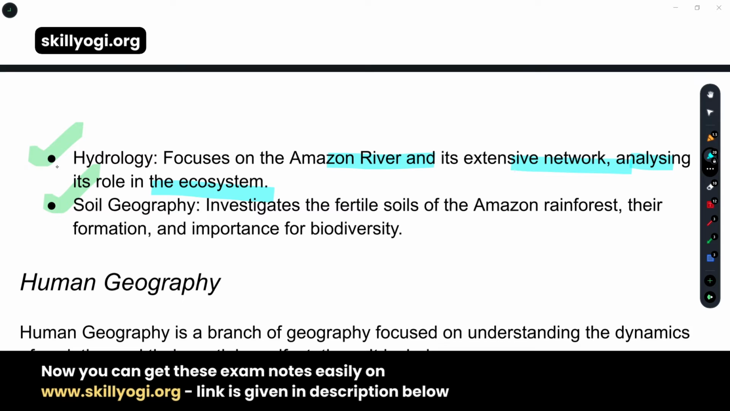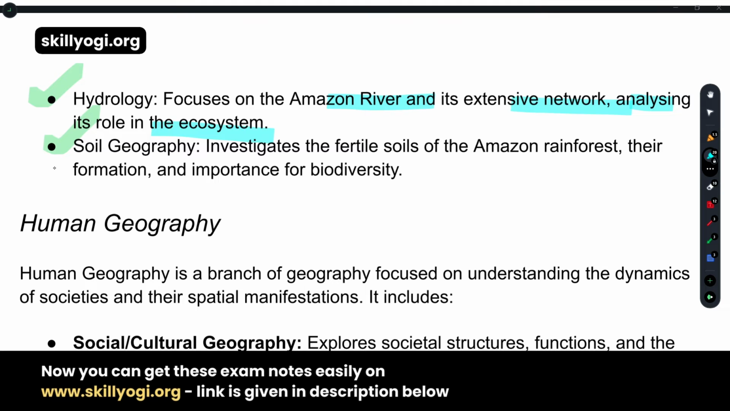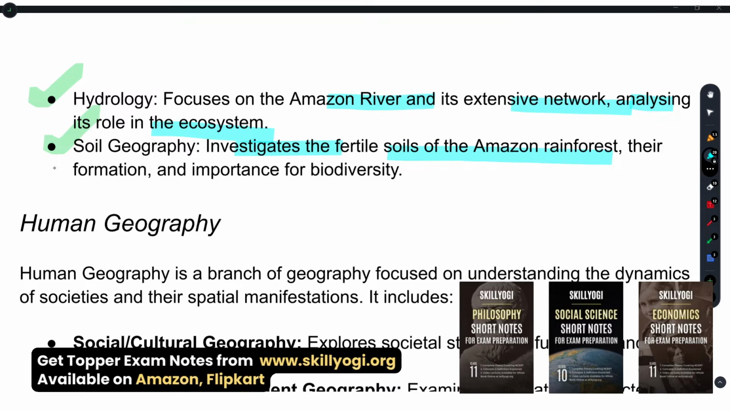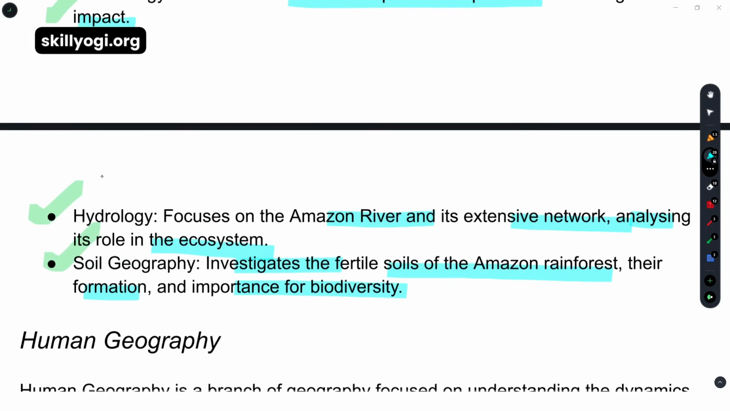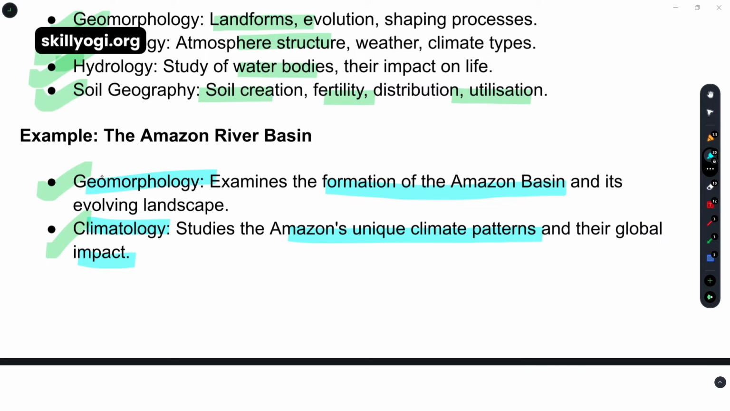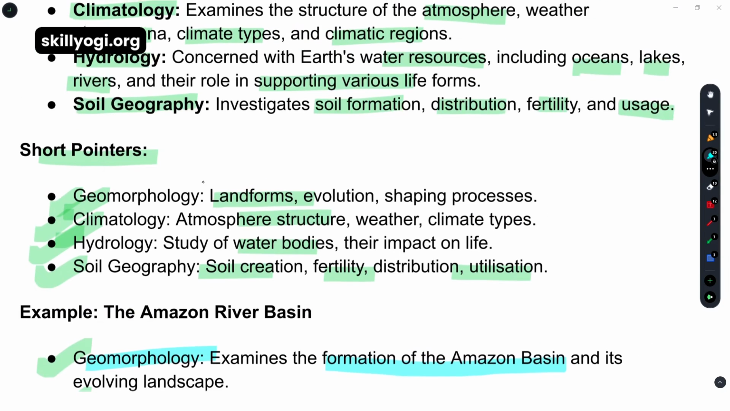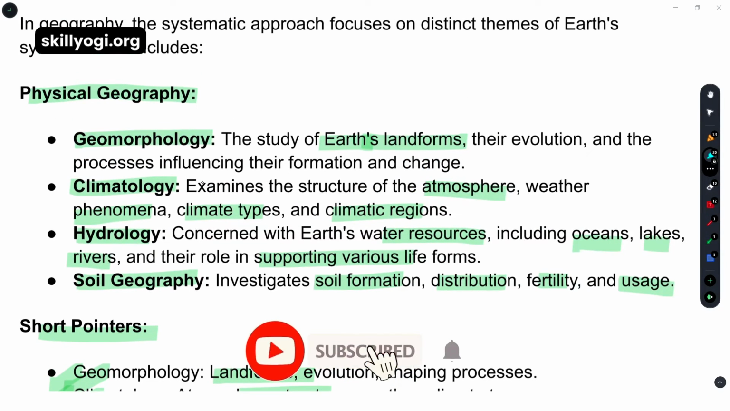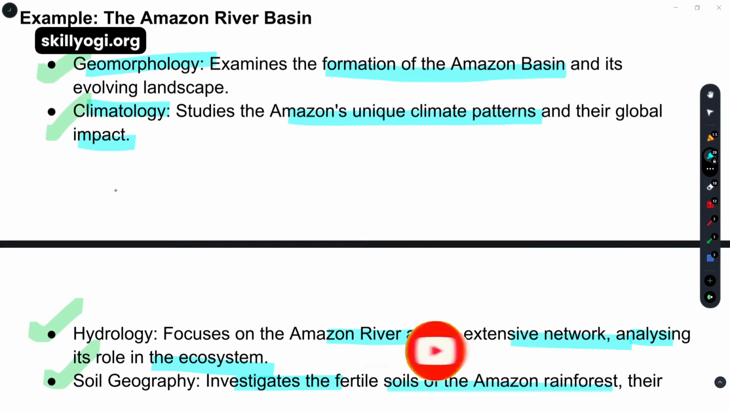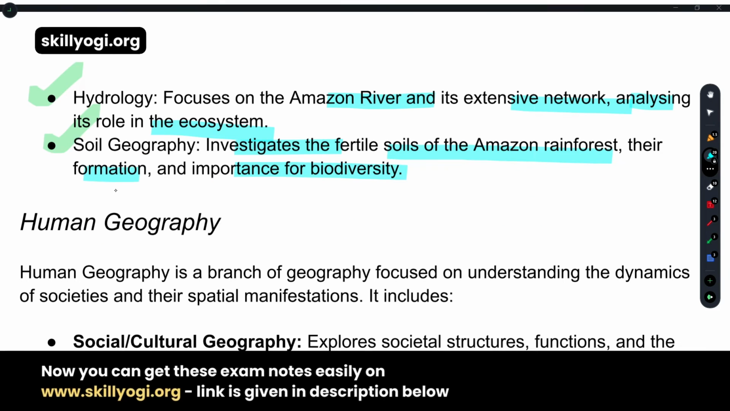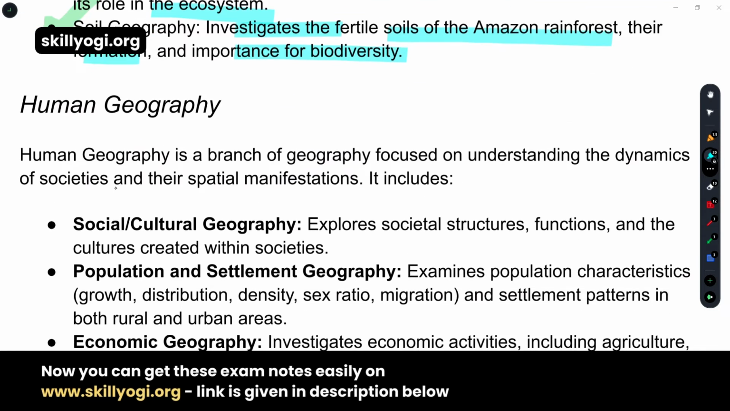Ecosystem, biodiversity, every definition I have already informed you. And soil geography investigates the fertile soils of the Amazon rainforest, their formation and importance for biodiversity. These four sciences are related to each other. That's how it's written over there about climatology, geomorphology, hydrology and soil geography. These are the four branches of physical geography as per the systematic approach.